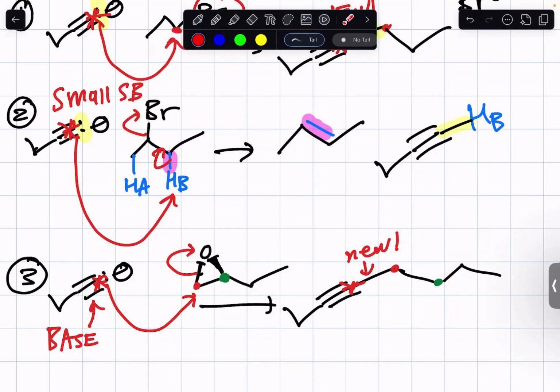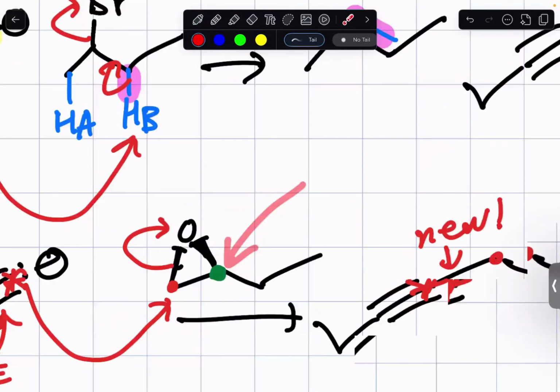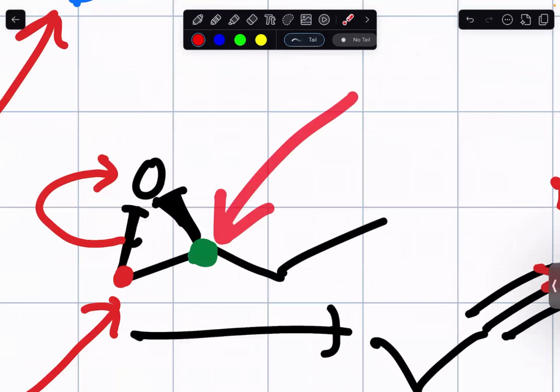Now, we did not touch that green carbon at all. So we want to maintain the stereochemistry of that carbon. Do you guys remember how to assign R and S from 118A? This is also good for nomenclature. What would be the stereochemistry of this green carbon here? R or S?